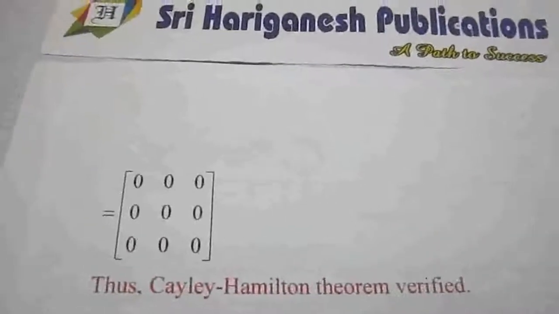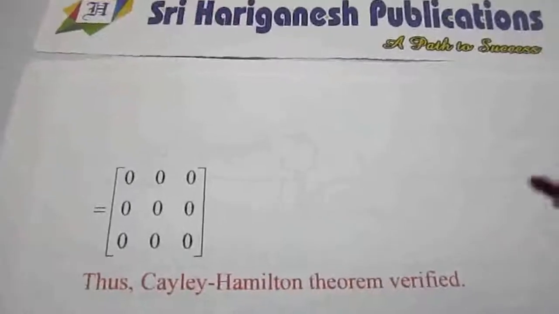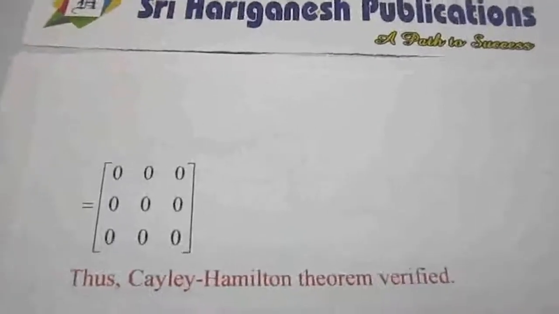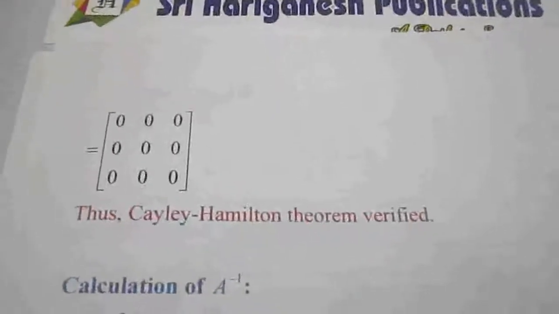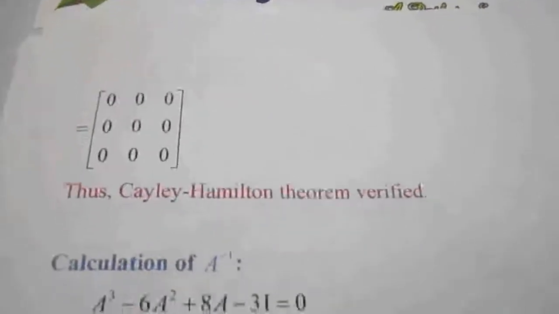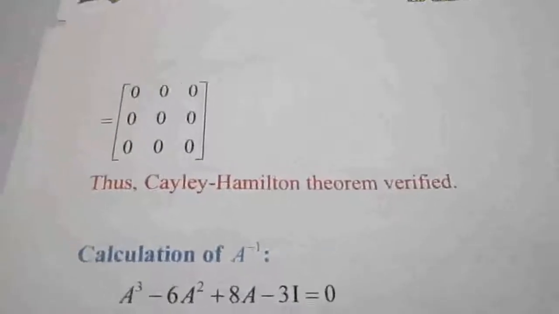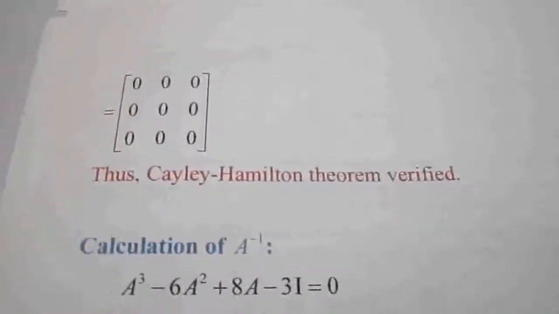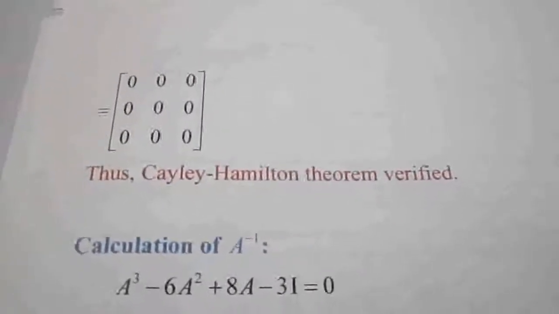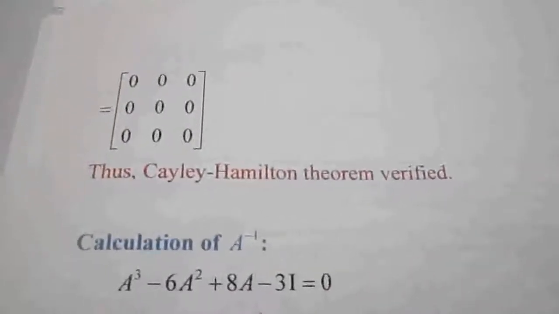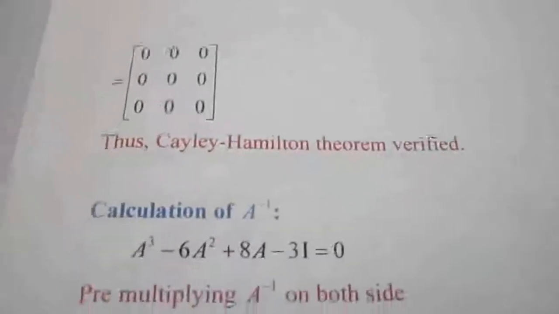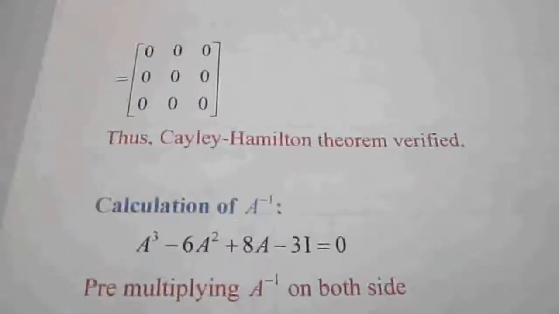Next the question is, we have to find out A inverse and A power 4 using Cayley-Hamilton theorem. So now I am going to find A inverse. To find A inverse, we have to take the second equation. This is the second equation, already we found it. Using this, I am going to find A inverse. First we have to pre-multiply A inverse on both sides.